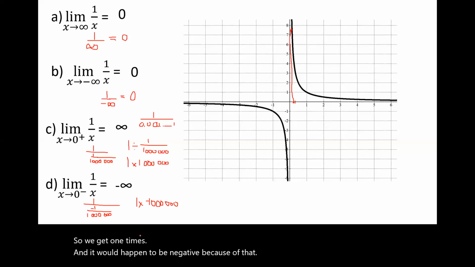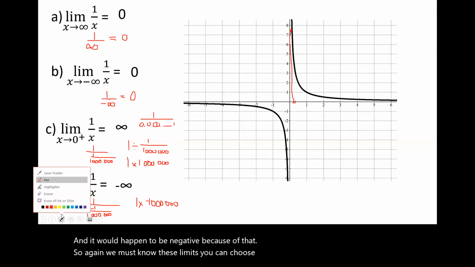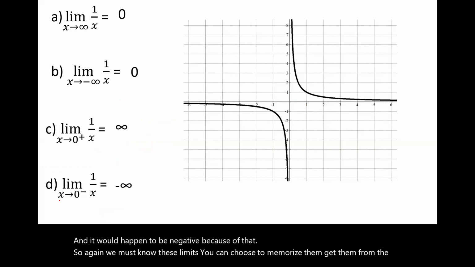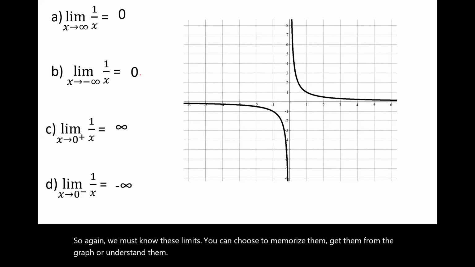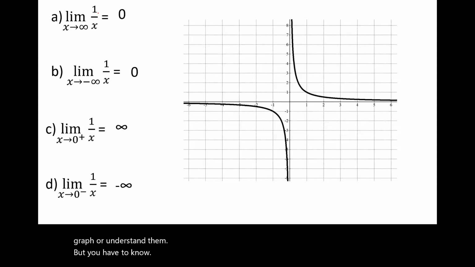So again, we must know these limits. You can choose to memorize them, get them from the graph, or understand them. But you have to know them. 1 over infinity, approaching 0. 1 over a very large number gives you not very much. Approaching negative infinity, we're approaching 0. 1 over an enormous number that's negative, still 0.